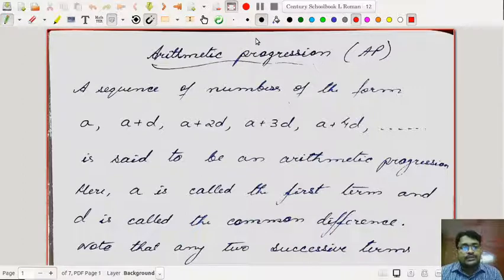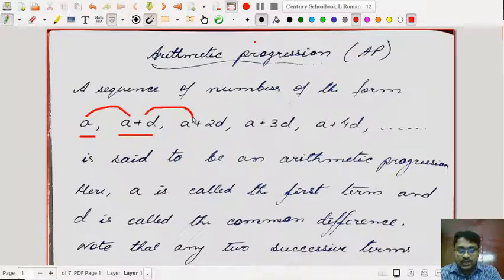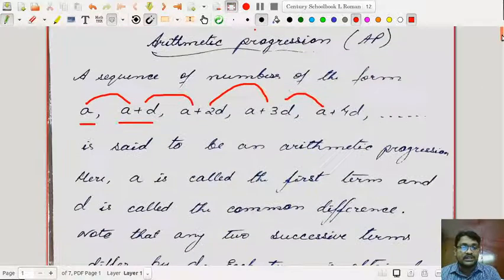An arithmetic progression is a sequence of numbers of the form a. The first term is a, and the second term is obtained by adding d to a. Here d is another number, and both a and d are fixed. If you add d to the first term, you get the second term. If you add another d to the second term, you get the third term. If you add another d to the third term, you get the fourth term. That way each term is obtained by adding d to the previous term. That is how we obtain an arithmetic progression.